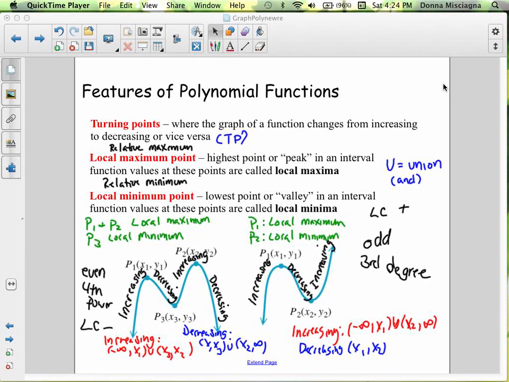So I put a little TP there next to turning point so that I could show you on the graph where there is a turning point. And since I don't have enough space there to write turning point, I can just put TP. So TP stands for turning point, not toilet paper.